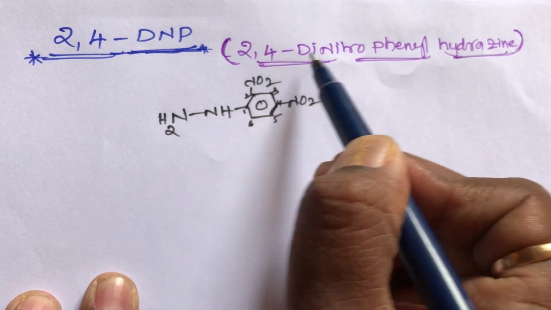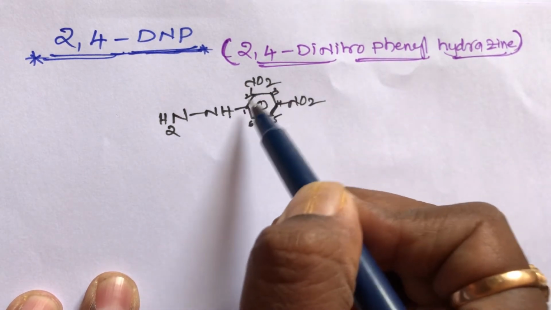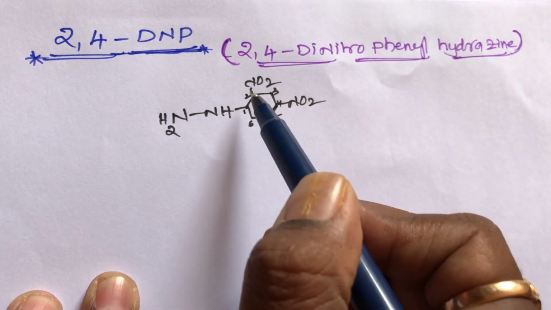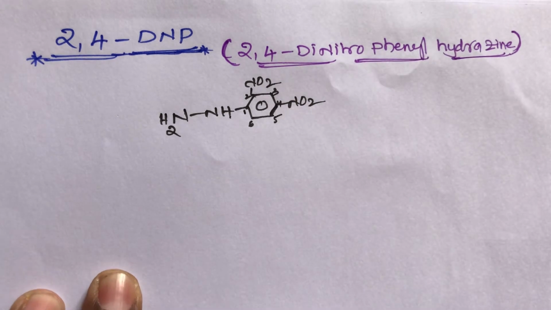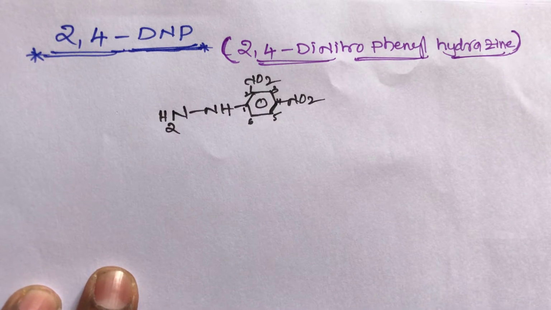2,4-di means 2 nitro. 2 nitro means 2 NO2 groups. 2 nitro groups are present on the phenyl group, so that's why it is called 2,4-dinitrophenylhydrazine. This is the structure of the 2,4-DNP test.